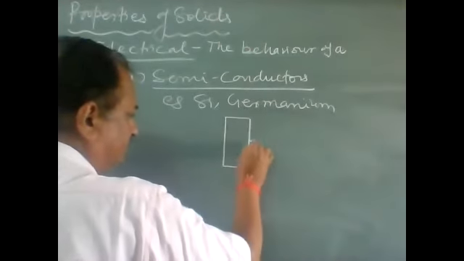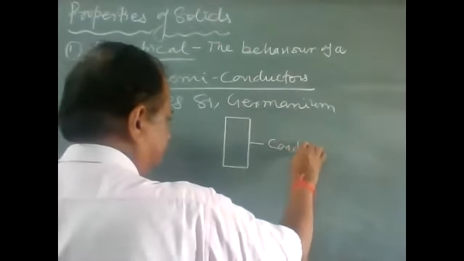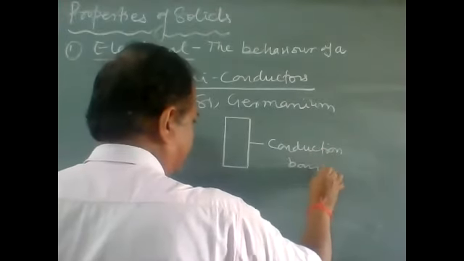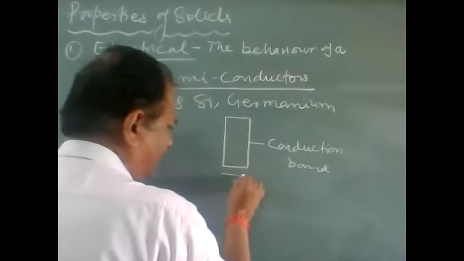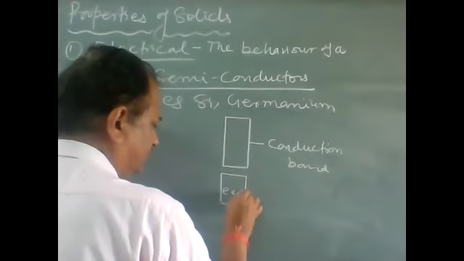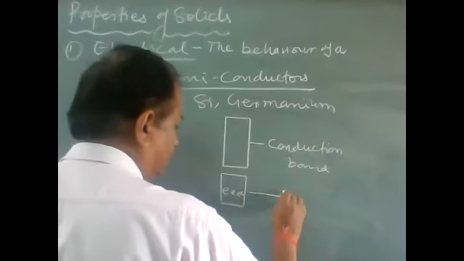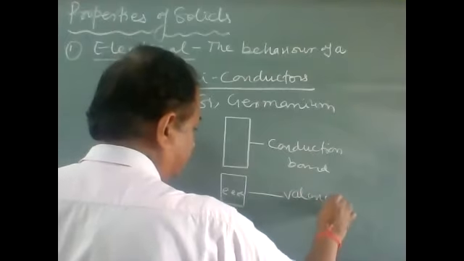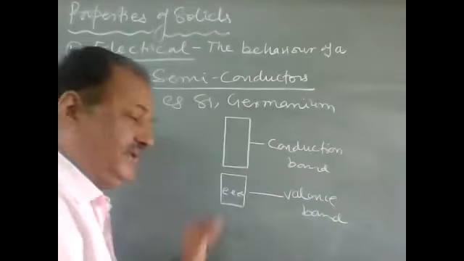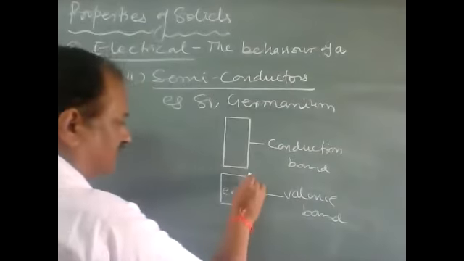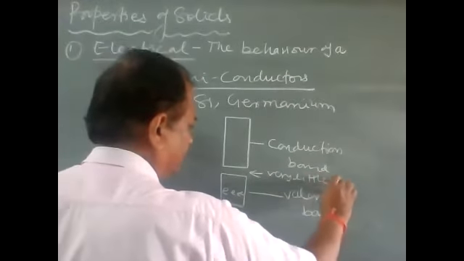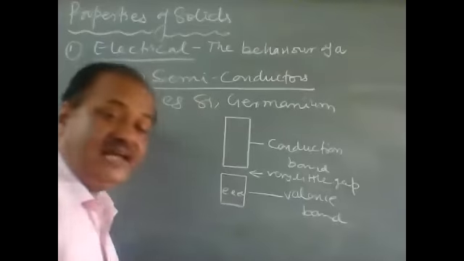This is the conduction band, and here there is very little gap. This is the valence band, and as a result very little amount of energy is required. So very little gap is there.